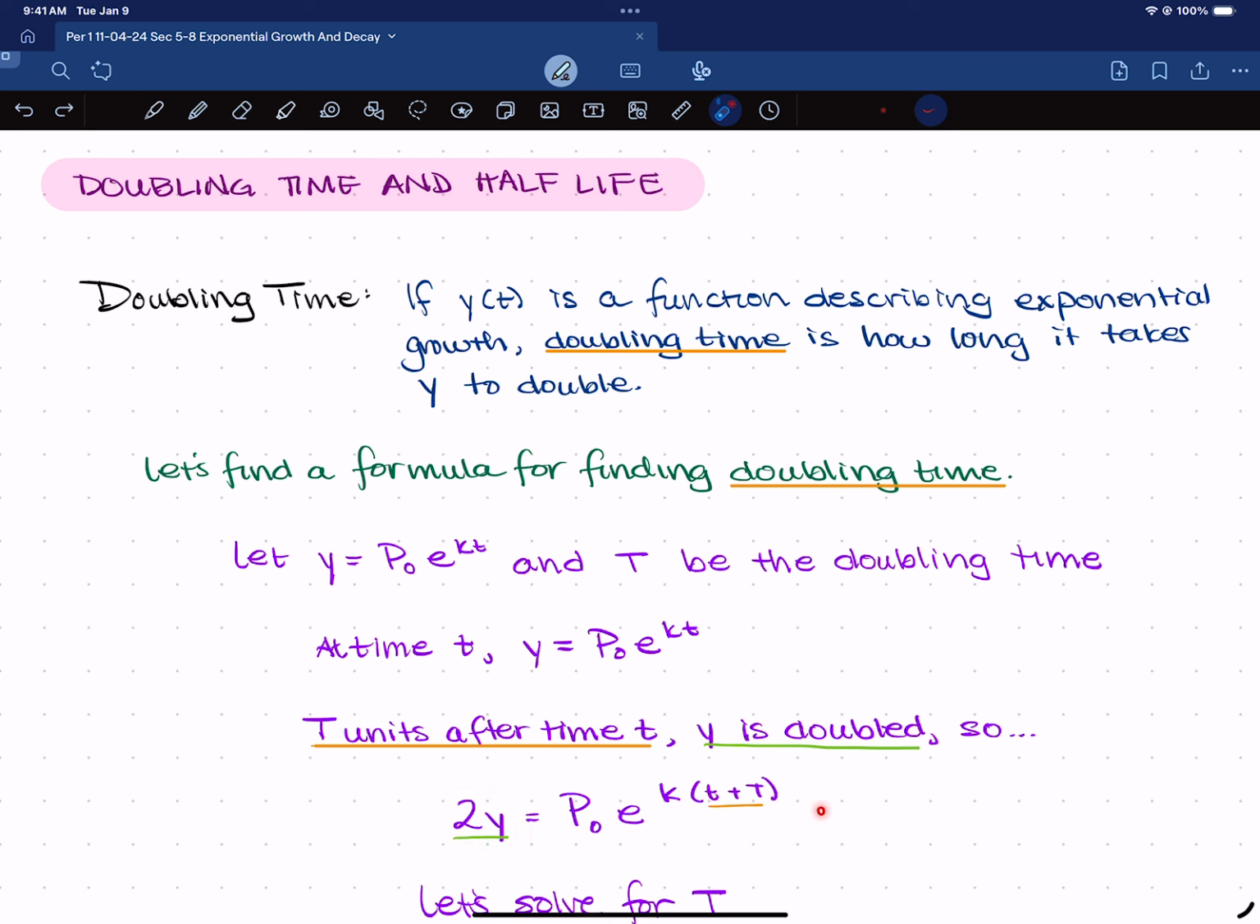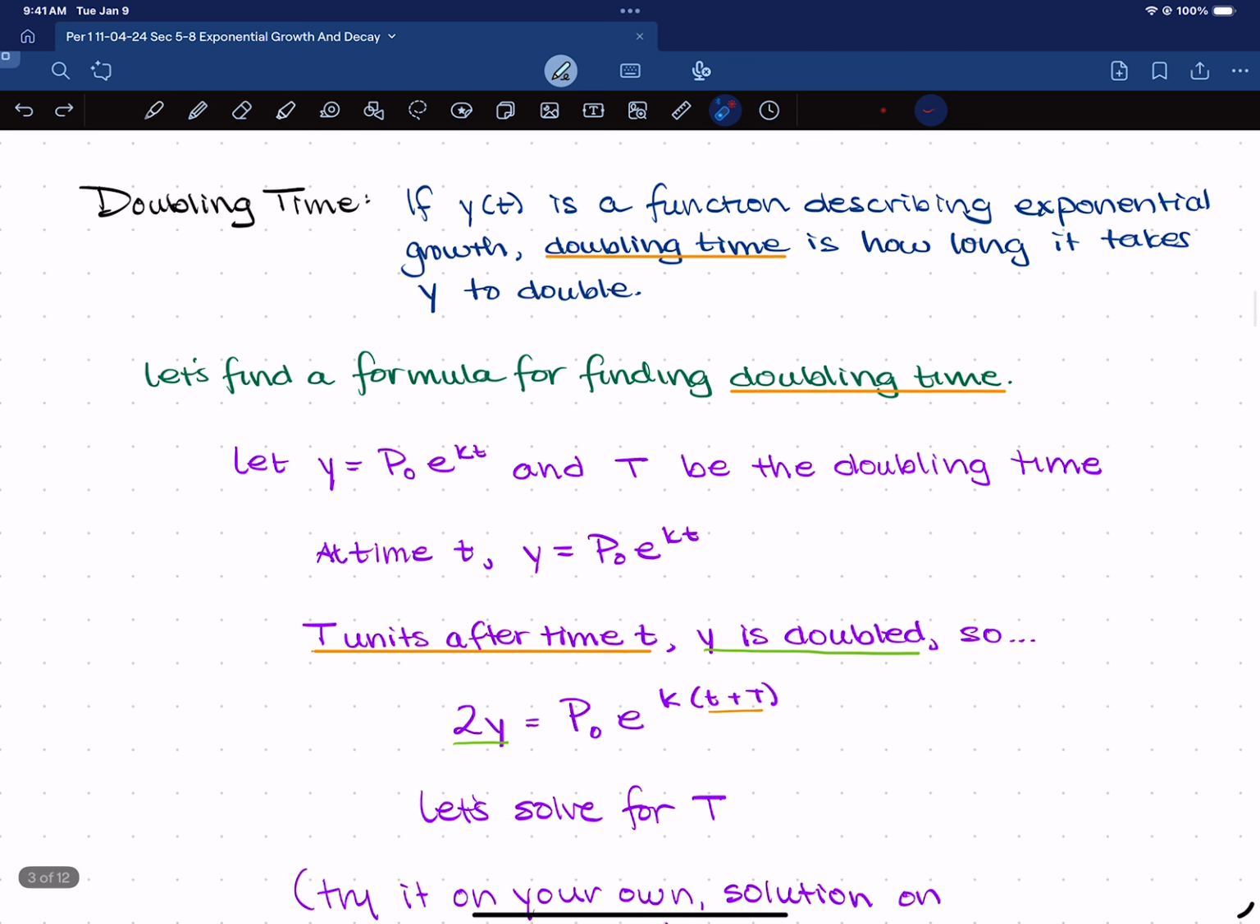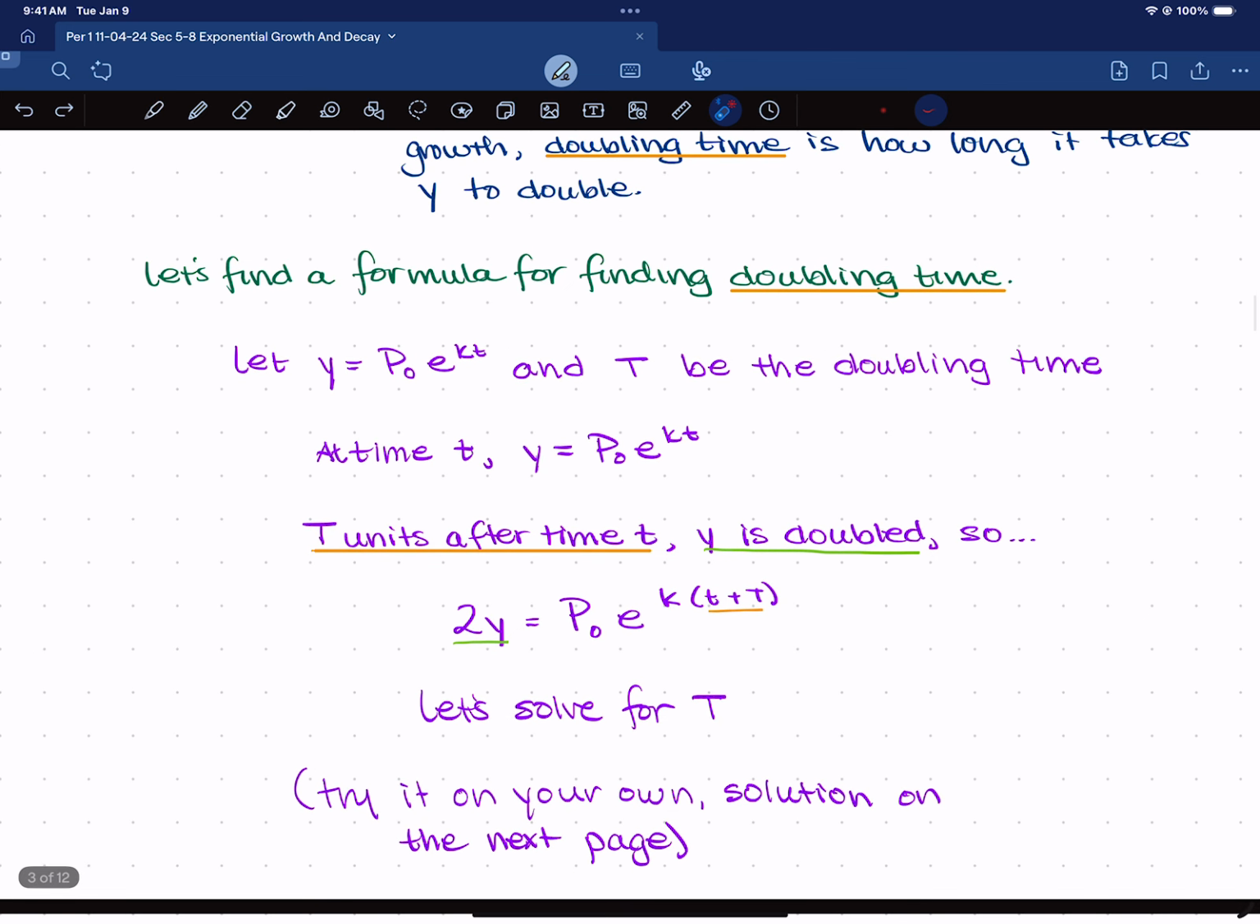And then we're just going to take this equation and solve for T. I would encourage you, if you haven't already peeked at the notes, try it on your own, see what you can get. I'll tell you, it ends up being a pretty simple formula, even though this looks like a pretty nasty equation to solve for big T. But give it a shot and pause the video.